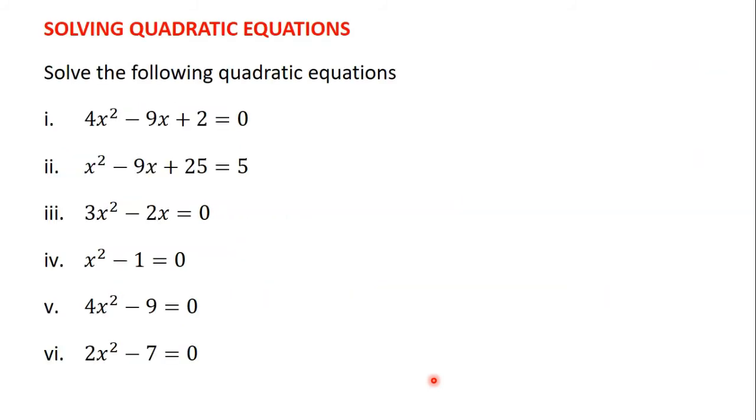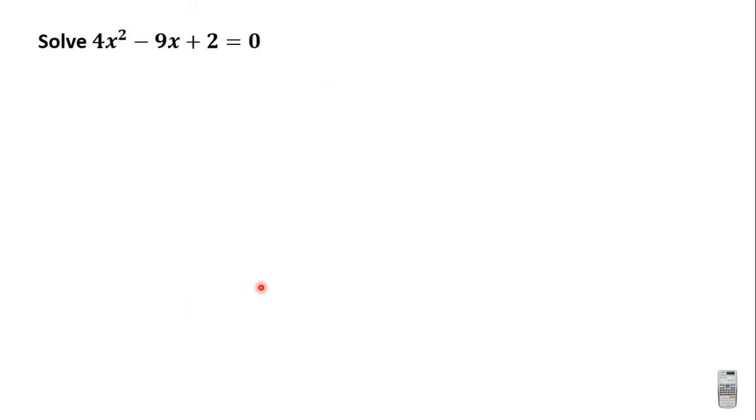Solve the following quadratic equations. We will solve the first one in this video, then we will solve the others in the subsequent videos. So let's begin with the first one. Solve 4x squared minus 9x plus 2 is equal to 0. Our equation is 4x squared minus 9x plus 2 is equal to 0.